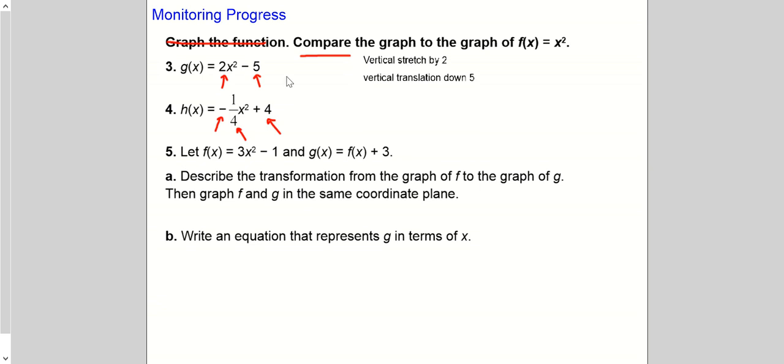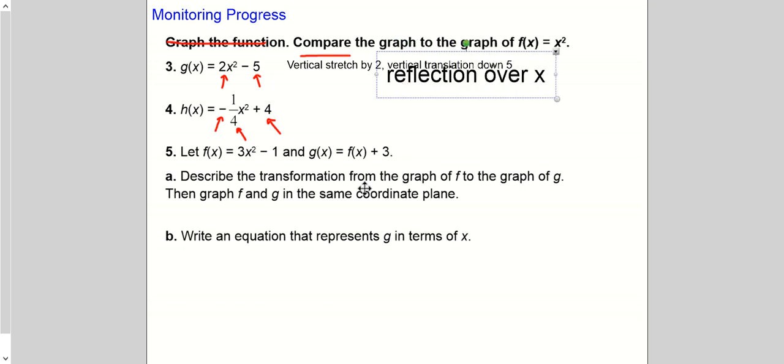Okay, for number 3, we had a vertical stretch by 2 and a vertical translation down 5 units. That's number 3. Okay, for number 4, what does the negative do? It flips it over. What's the other word for flip? Reflection. Reflection over x-axis in this case.